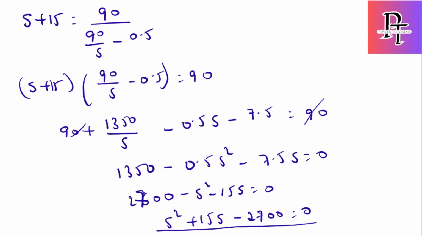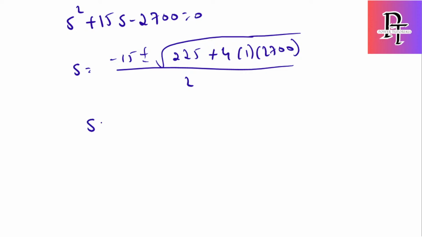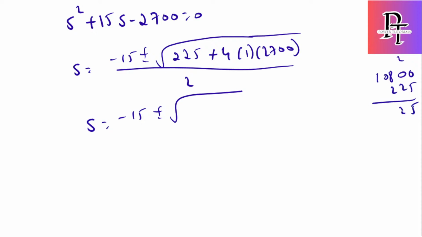S square plus 15s minus 2700. So let's use the formula b square minus 4ac. S is equal to minus 15 plus or minus root of b square, which is 15 square, 225, plus 4 into 1 into 2700, by 2a, which is 2. So s is equal to minus 15 plus or minus root of 225 plus 10800.